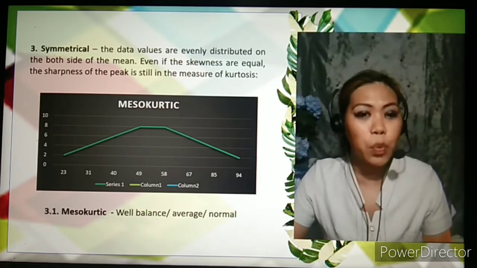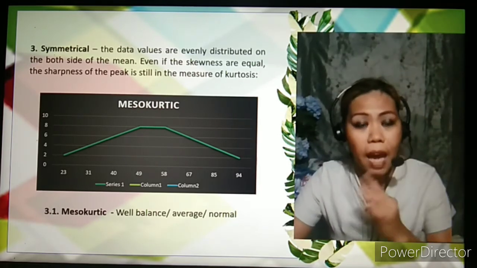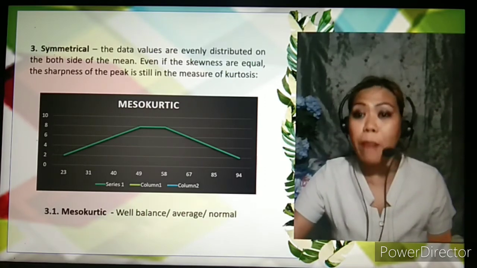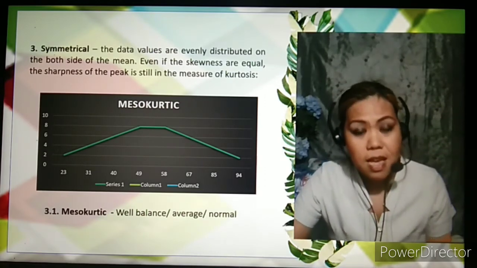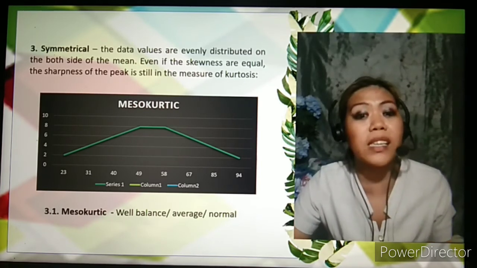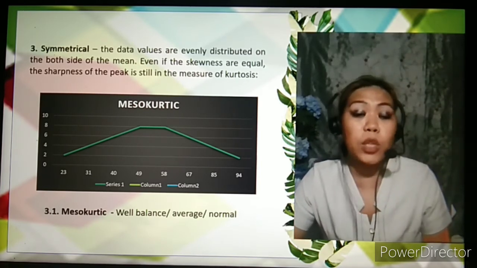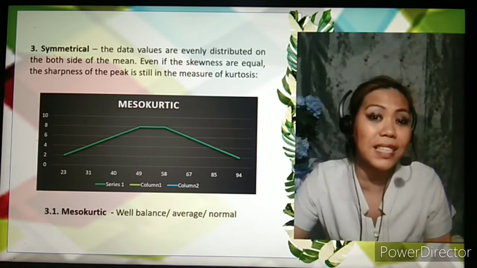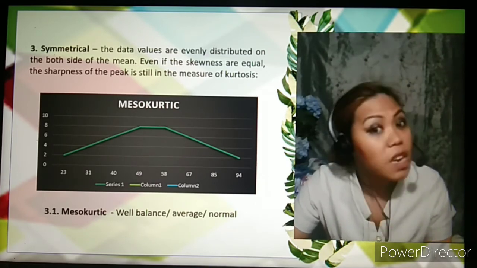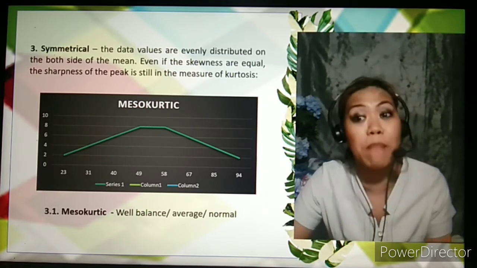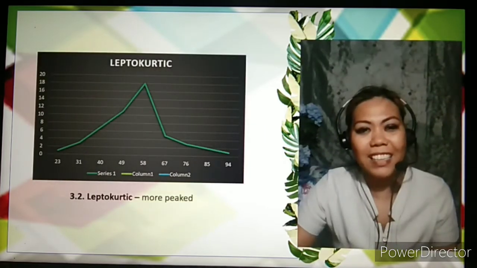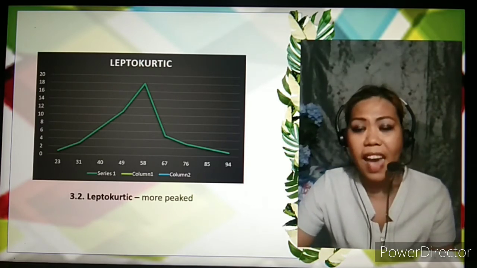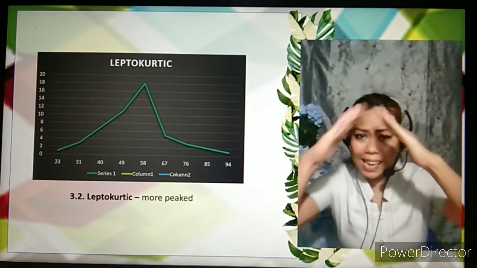By the way, guys, we also have 3 types of symmetrical shape, okay? Number 1 of that is mesokurtic. Mesokurtic is what we call well-balanced, average, or normal. As you can see on your screen, it looks like that. And that is mesokurtic. Next is leptokurtic. It looks like that. It has more peak.